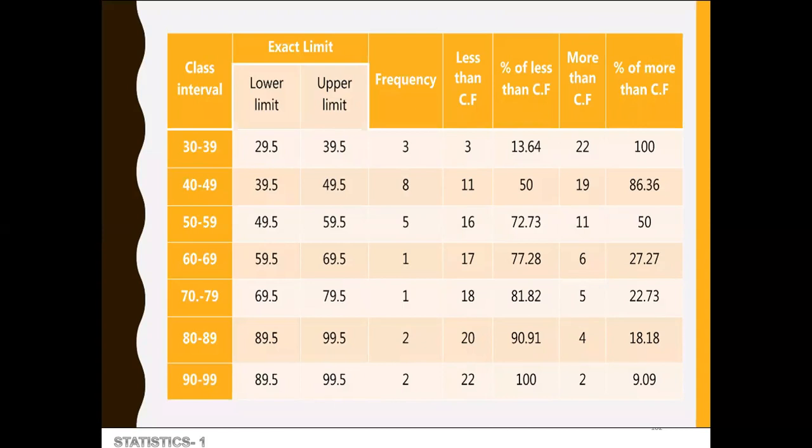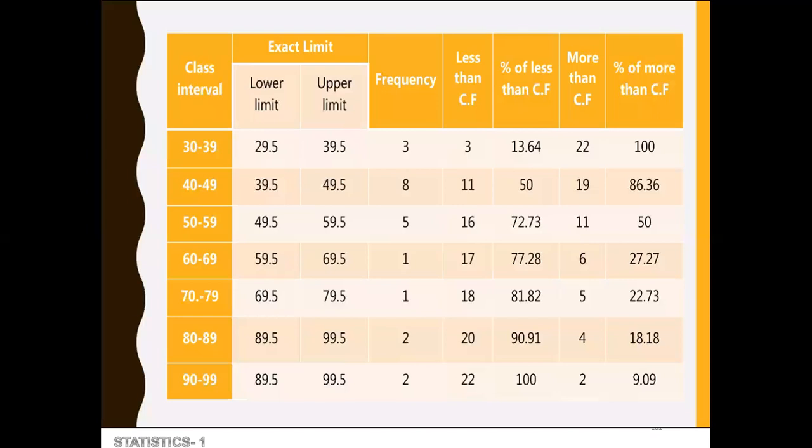So the frequencies are 3, 8, 5, 1, 1, 2, 2. So here the less than cumulative frequency and more than cumulative frequencies, and these percentages are taken here. Now here we have a less than cumulative frequency like 3, 11, 16, 17, 18, 20, 22. More than cumulative frequencies: 22, 19, 11, 6, 5, 4 and 2.